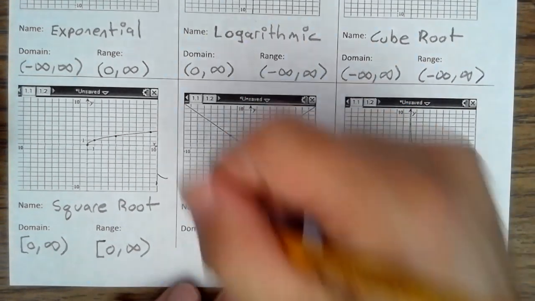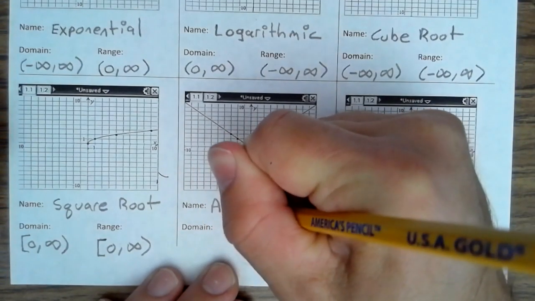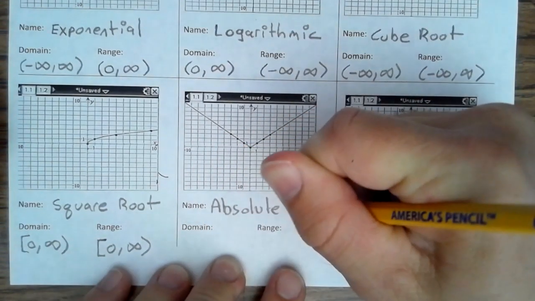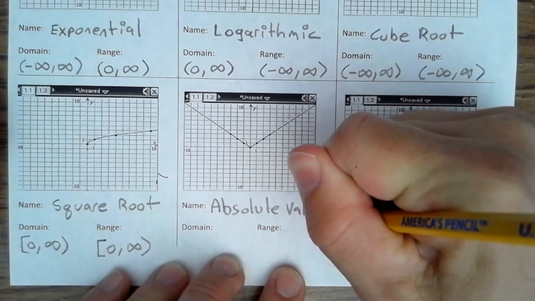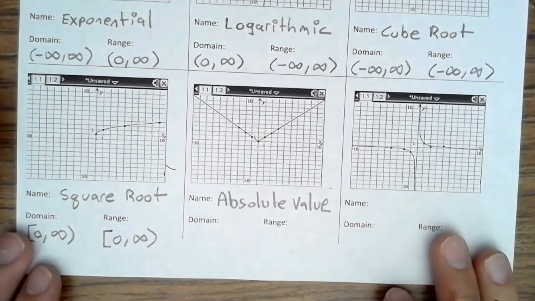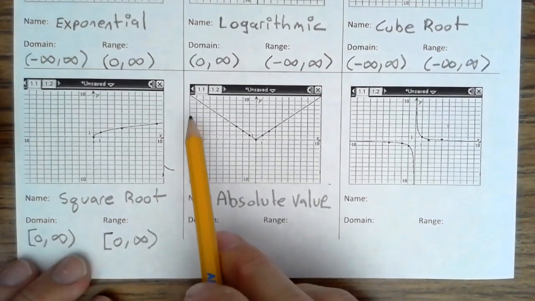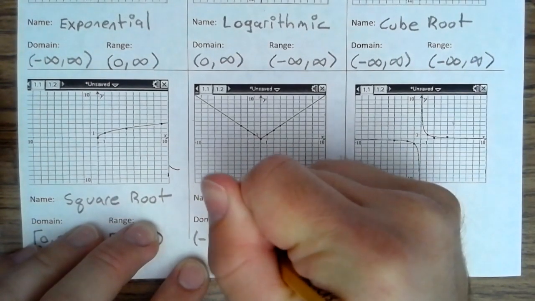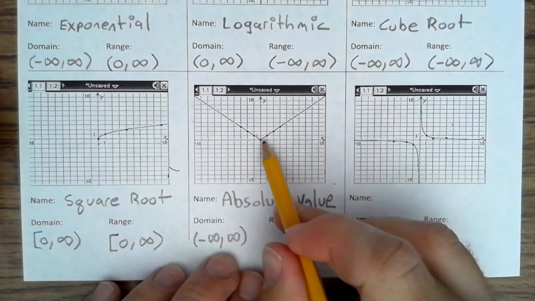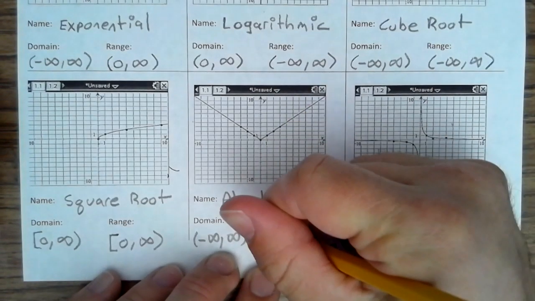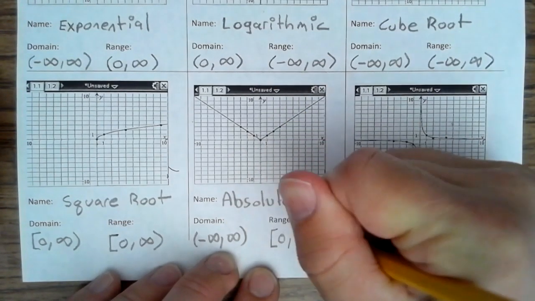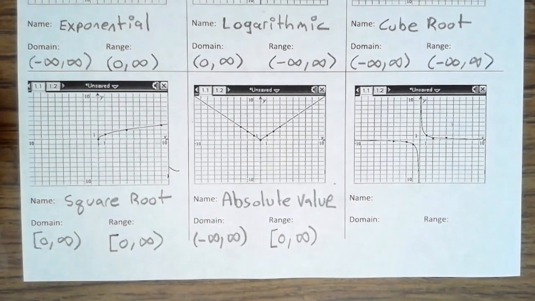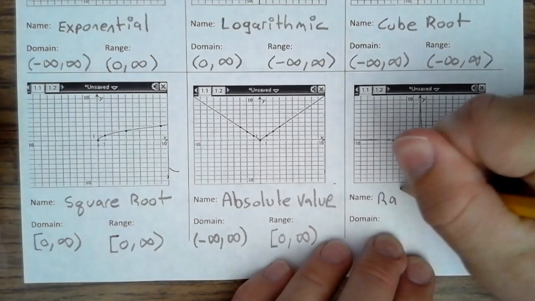Okay, the next parent function is absolute value. The domain has no starting and stopping point, so it's from negative infinity to positive infinity. And the range has a starting point at the bottom of 0, and it includes 0, so bracket 0 to infinity. Okay, and then the last parent function is rational.